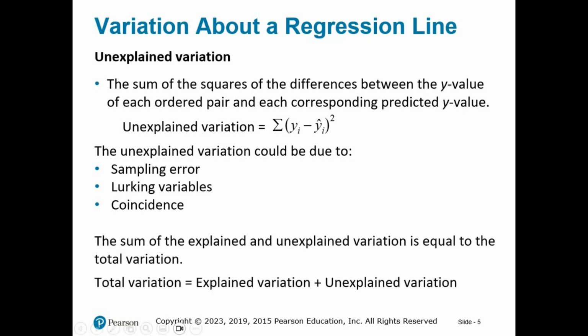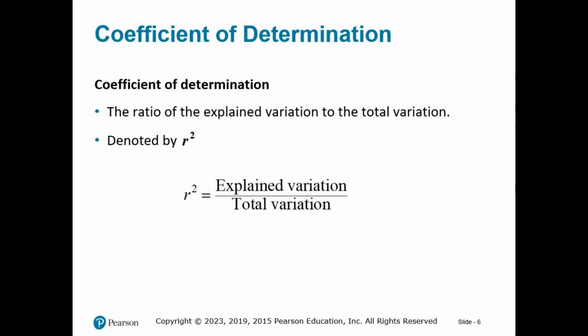Interestingly, the sum of the explained and unexplained variations is equal to the total variation, which kind of makes sense if you think about it. That's what's happening in the picture. The explained and unexplained are different parts of the total variation. Here is a ratio that is important.